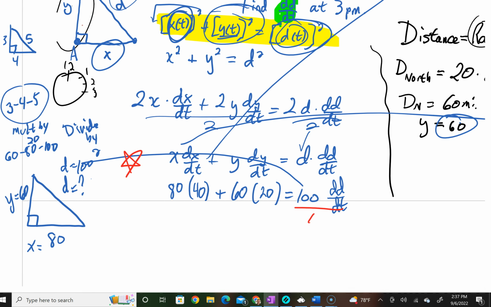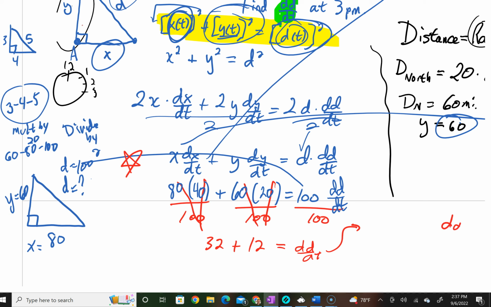I'm going to divide everything by 100. I want to show you something cool. Dividing by 100, look, this 0 and this 0 cancel out. This 0 and this 0 cancel out. What are you left with? 8 times 4 is 32. 6 times 2 is 12. And wow, then we just have our dD/dt. Looks like we're going to get 44.